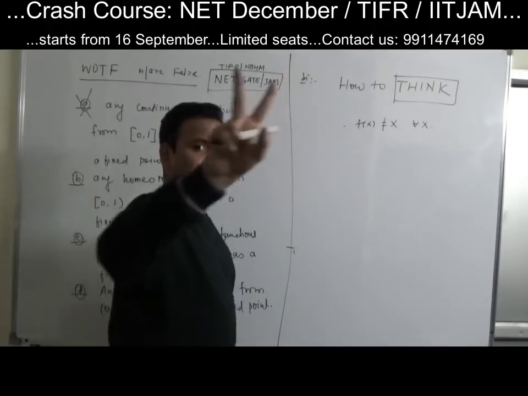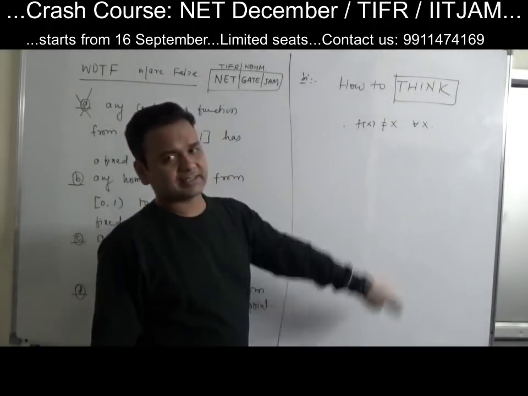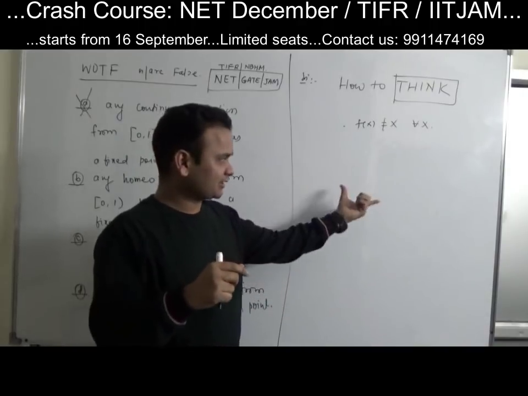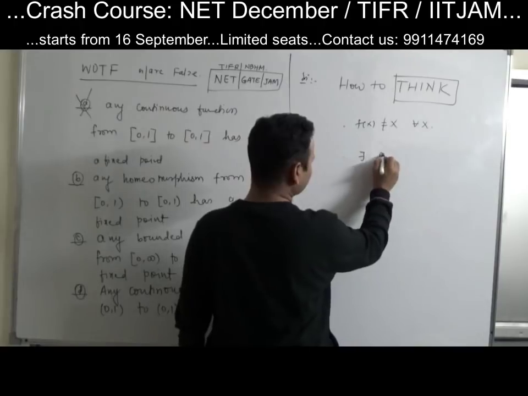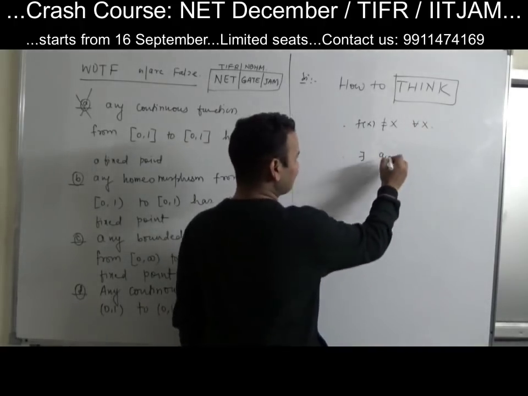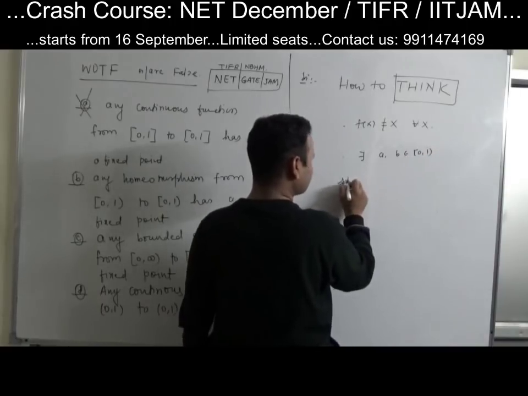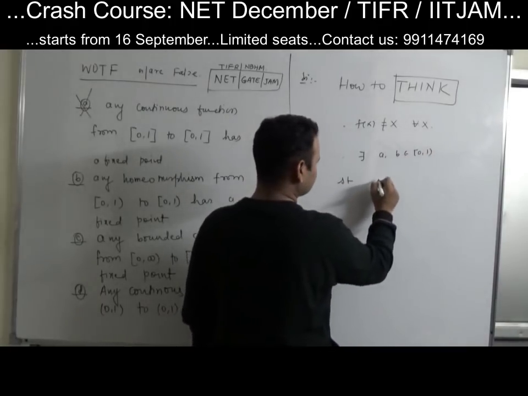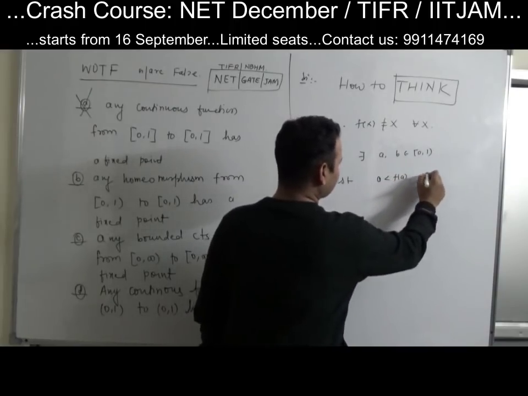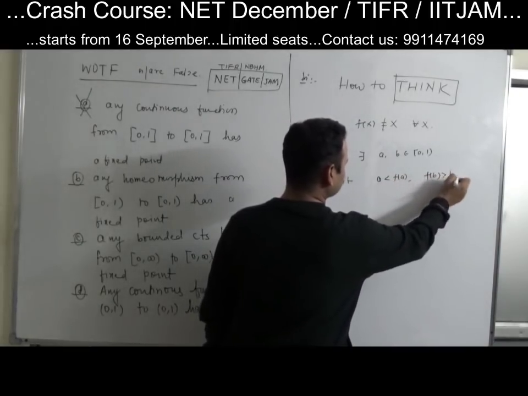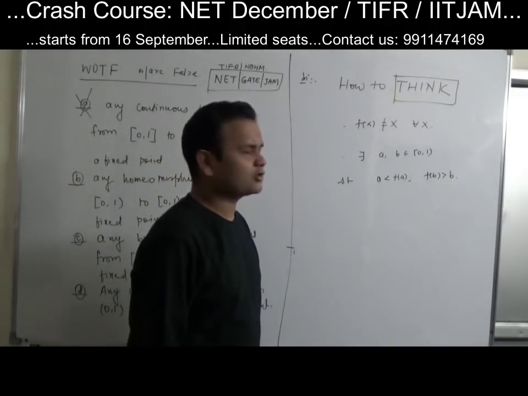From this there are two cases: either f of x is greater than x for all x, or f of x is less than x for all x. Those two cases I have discarded. Now, if those two cases are not going to happen, then there exist a, b belonging to [0,1] such that f of a is greater than a, correct? And f of b is less than b. That is going to happen in two cases.